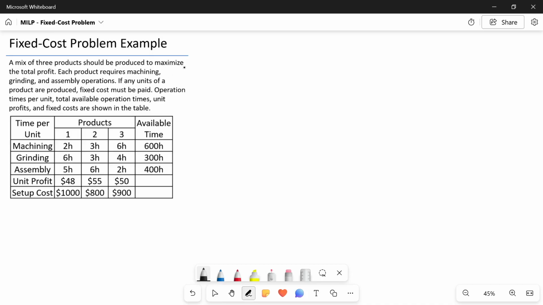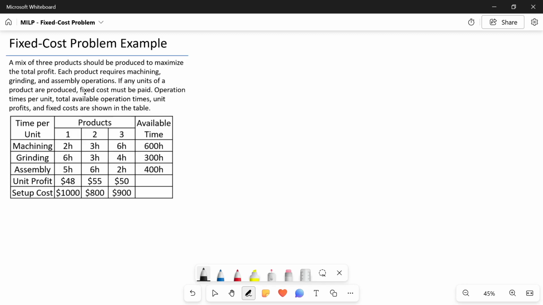We have to produce in this problem a mix of 3 products to maximize total profit. We have these products 1, 2, 3. We have 3 resources: machining, grinding, and assembly with available time. So this is standard resource constraints. And then we have unit profit, $48, $55, $50 per unit for product 1 to 3. But the new thing is we have a fixed cost, setup cost, 1,000, 800 and 900 if we produce product 1, product 2, product 3. So this is the precise definition.